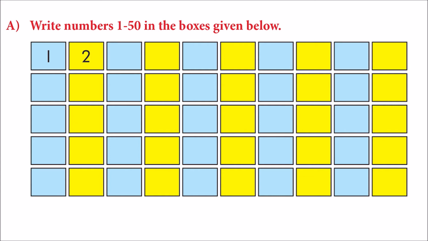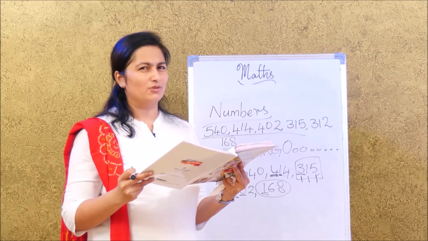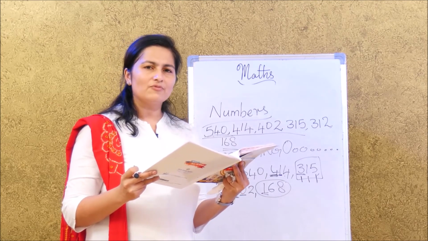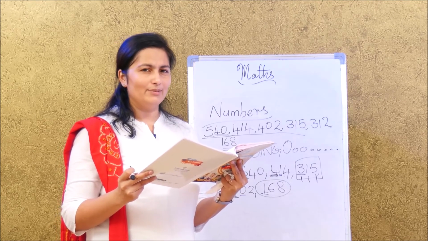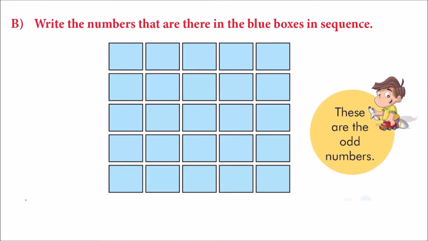Look at the exercise A. Write numbers 1 to 50 in the boxes given below. The boxes are colored blue and yellow. So, I am sure there is some secret to it. Okay. Have you finished filling from 1 to 50? Do you remember all the numbers? Yes. Write it down. And then we go to the next exercise.